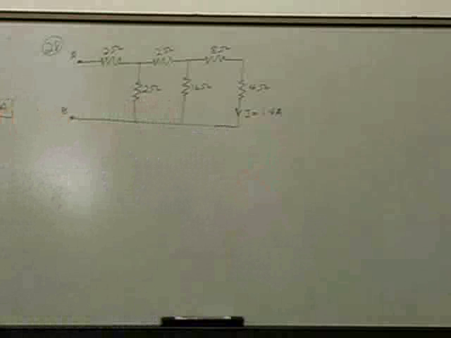Current in the 4 ohm resistor is 1.4 amps. What's the magnitude of the potential difference VA minus VB? They didn't really say which way the current was going, but they're only asking for the magnitude. So we'll just assume that's going the way that I've assumed.